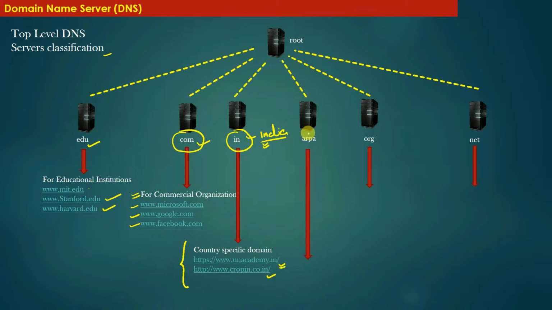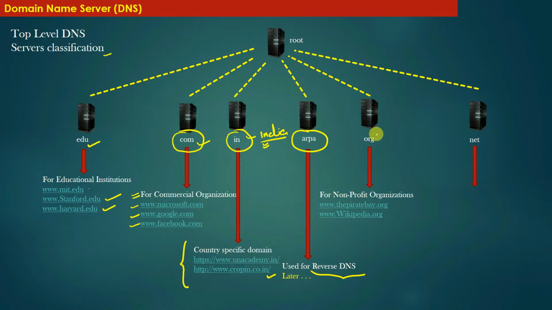Then ARPA is actually some special top level domain, and we will take this ARPA top level domain separately in our course. So for now, just understand that ARPA top level domain name server is used for reverse DNS. Now what exactly reverse DNS is, that we are going to discuss later in this course. So we delegate the discussion on ARPA top level domain name server to later in the course.